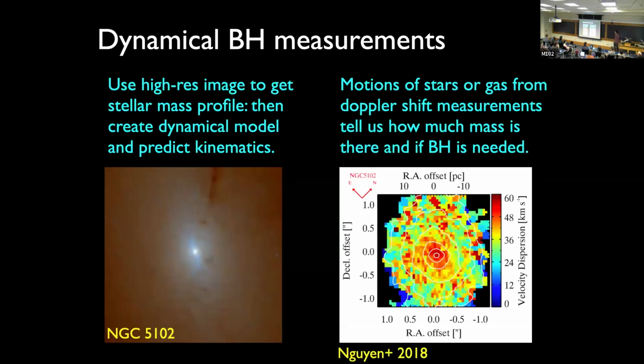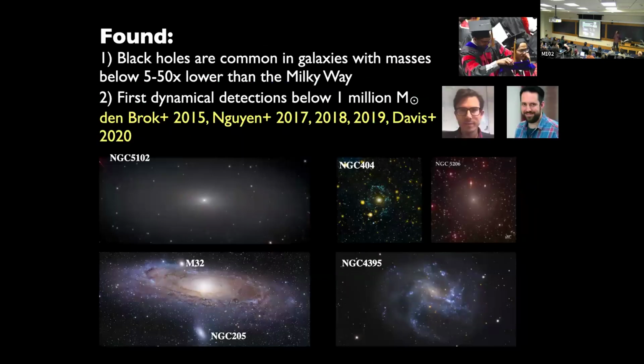A lot of my work over the last 15 years or so has been making dynamical black hole mass measurements. This is something that I know many of you in the audience are experienced in, but the basic idea is that we use high resolution images to create a stellar mass profile. Then we use that profile to predict what the motions of the stars should be in that object, and then we measure the motions of the stars, hopefully also at high resolution. By comparing that to the model with and without a black hole, we can establish whether there's missing mass there or not. My group has worked on this for a long time.